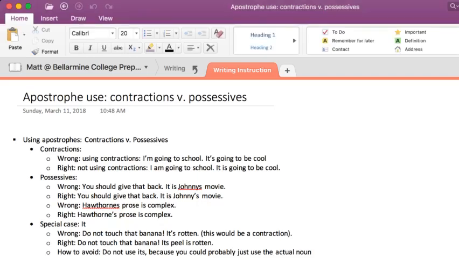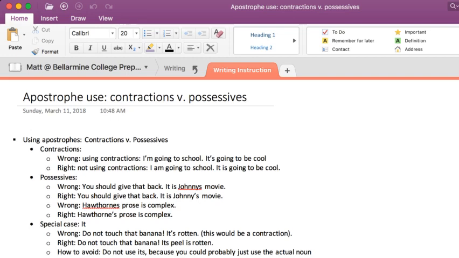Okay, let's talk about apostrophes, those little marks we use. We use them for contractions and we use them for possessives. I want to talk about how those two things are distinct. Well, what's a contraction? A contraction is just putting two words together.